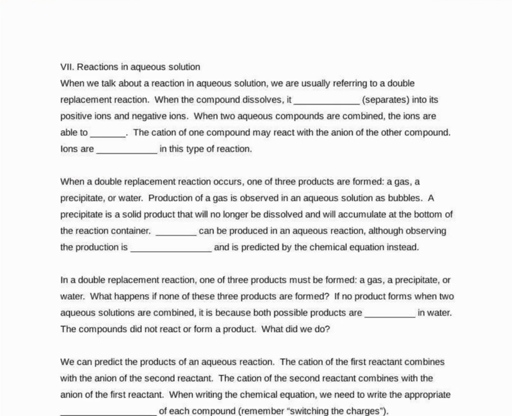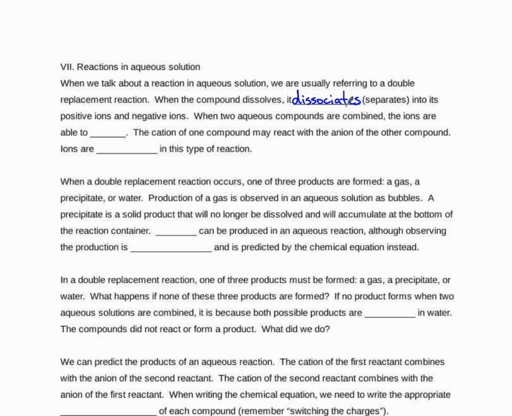This next section, starting on page 9, reactions in aqueous solution. And really what we're doing in this section is talking more about double replacement reactions. So we've got 2 ionic compounds dissolved in water. And what happens when we dissolve it, it dissociates or separates into its positive and negative ions. Look, dissolves, dissociates. Very, very similar words here.